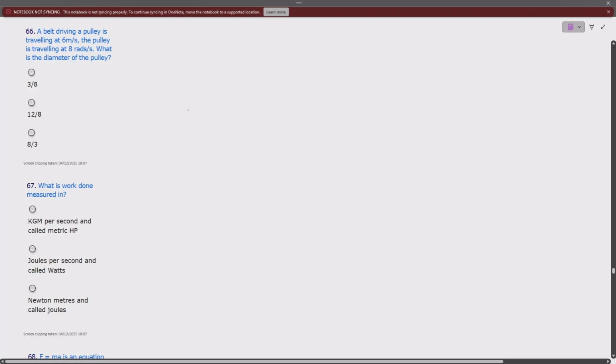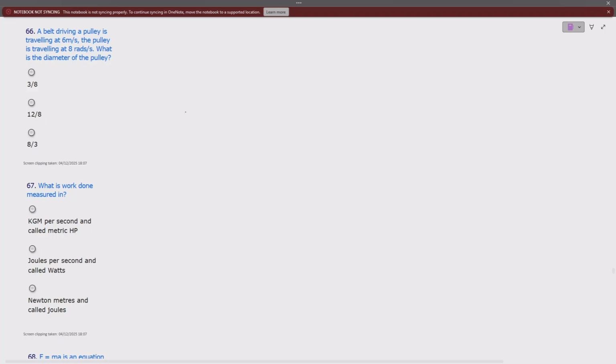A belt driving a pulley is traveling at a velocity of 6 meters per second. The pulley is traveling at 8 radians per second. What is the diameter of the pulley? So you have the linear velocity v equals 6 meters per second, the angular velocity equals 8 radians per second. What is the diameter d?